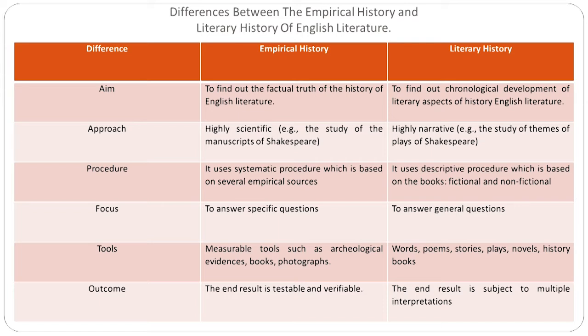Friends, the aim of empirical history is to find out the factual truths of the history of English literature. For example, was there actually a Globe Theatre, or did something exist like Globe Theatre? Whereas the literary history aims to find out the chronological development of literary aspects of history of English literature. For example, how Globe Theatre contributed to the development of English drama, how Shakespeare made Globe Theatre famous.